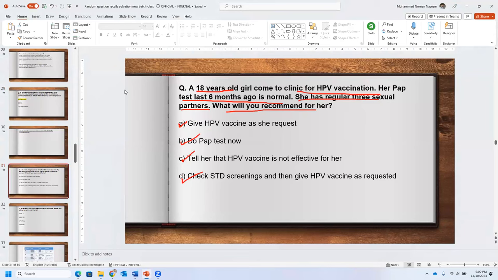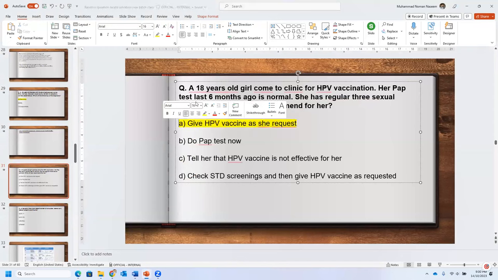Look, guys, this is an ethical question. So if a patient is just coming to you for HPV vaccination, we will not check the STD screenings. We will offer it to her. So here, they have not worded option D correctly to be the correct one. Check STD screening without her permission, very, very wrong. Or check STD is not a good word. Offer STD screenings and then give HPV vaccine as requested is a good one. So the best one among these is give the HPV vaccination as she has requested.